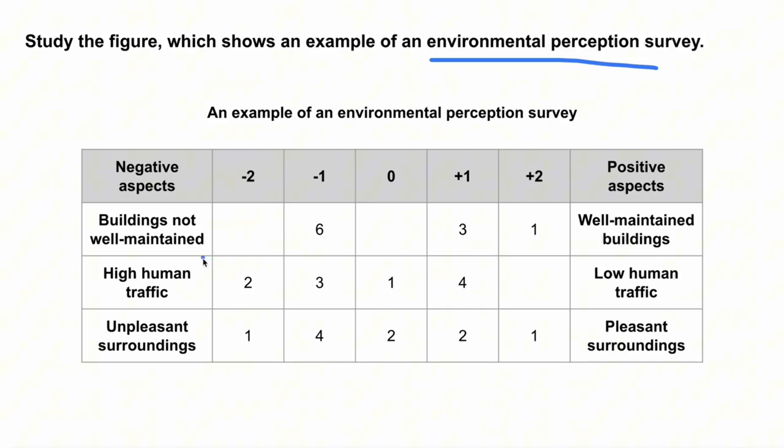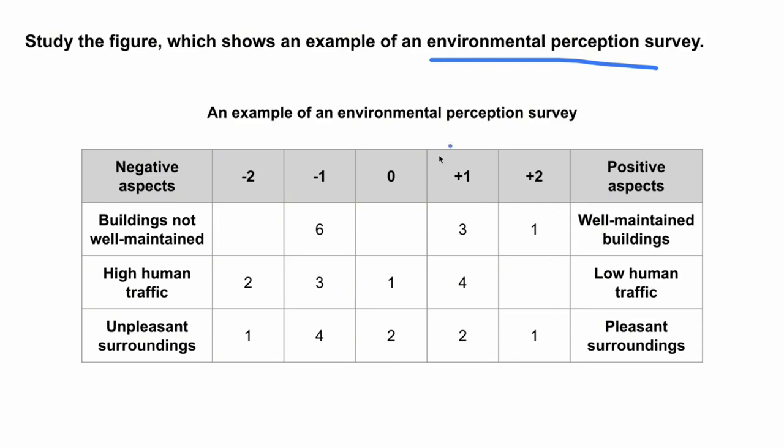And let's look at human traffic. 2 of them think it's a -2, so very high human traffic. 3 of them think it's -1, so relatively high human traffic, but maybe a bit bearable. 1 of them had no effect, chose to be neutral. 4 of them thought that there's pretty low human traffic. About unpleasant surroundings, 1 of them thought it should be -2, 4 thought it should be -1, 2 were neutral, 2 chose +1, and 1 chose +2.